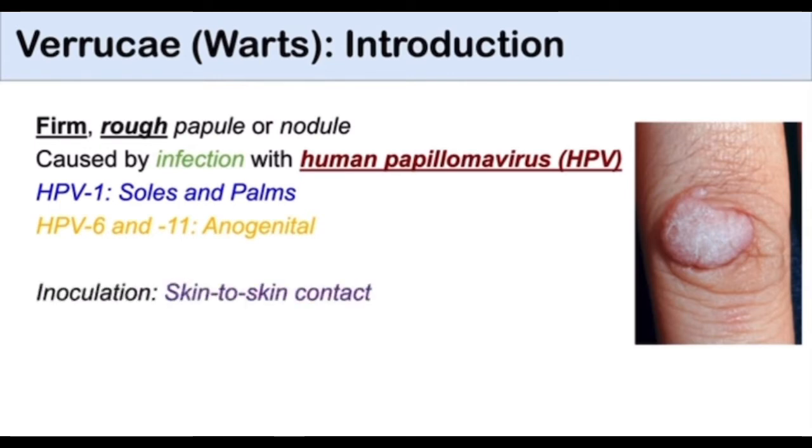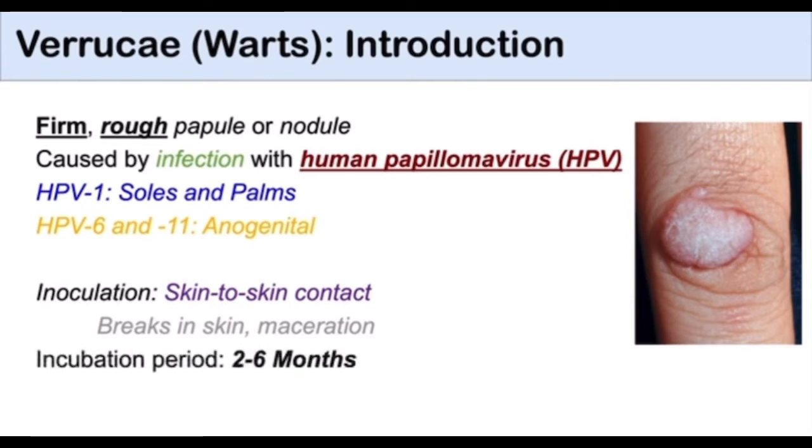Now, infection with the HPV virus occurs through inoculation or skin-to-skin contact, and that can occur in breaks in the skin, macerated skin, or any areas of weakness in the skin where it comes into contact with the HPV virus. Once that occurs, it takes some time for a proliferative state of skin cells to occur to form the wart, and this generally takes about 2 to 6 months. So the incubation period for the HPV virus, by the time we see the presentation of the wart, is about 2 to 6 months, so it can take some time.